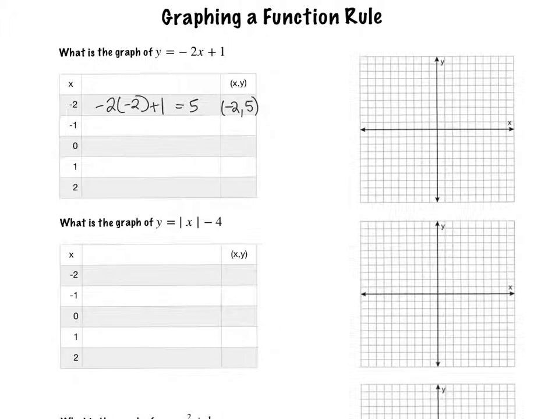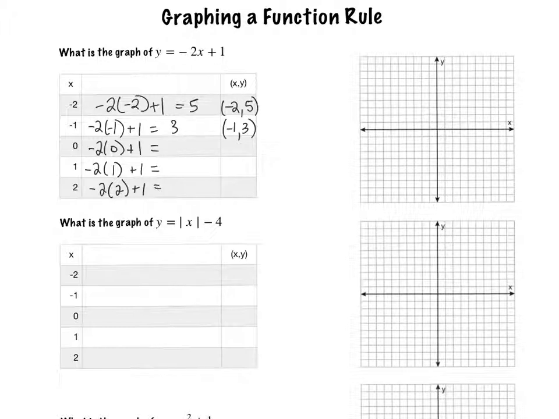Right, so I could keep that going and say, well, what happens if I plug in -1? If I do -2 times -1, I get 2. 2 plus 1 is 3. So my point here is -1, 3. I can keep that going, right? So you guys figure out the rest. I'll work on them up here. I want you to work through the next couple.